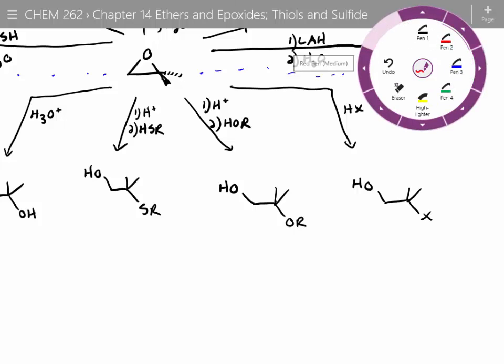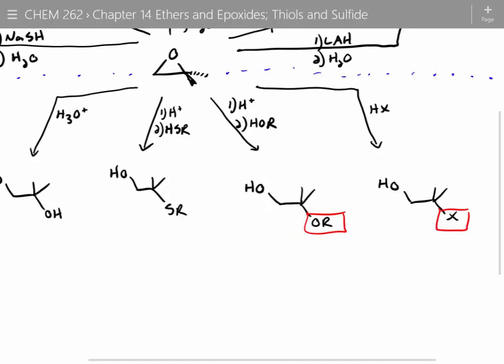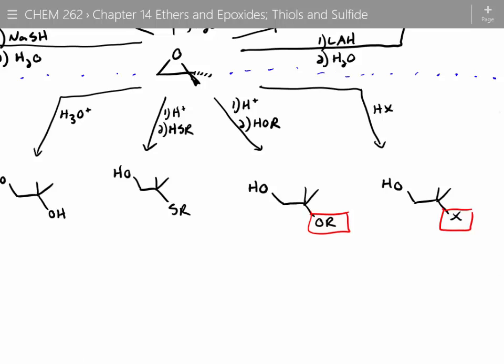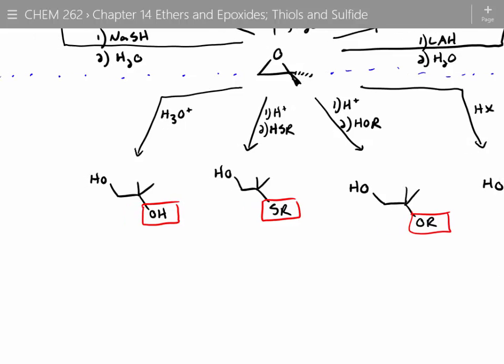So in these bottom examples where it's under acidic conditions, don't you need to add something with HX? No, that's the unique thing. The first step is it donates its proton to the epoxide, and then the conjugate base will act as a nucleophile. So all of these that are south of the blue line are done under acidic conditions.